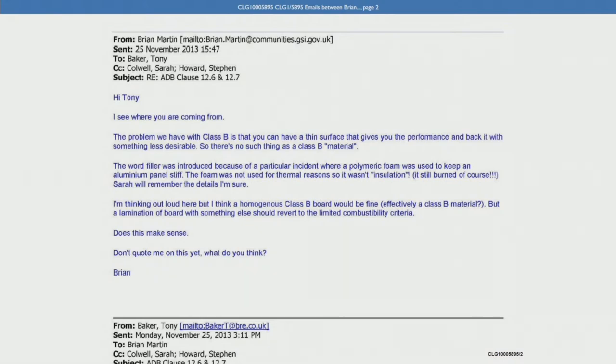Now, I detect I know the answer to this question, but I feel I should put it to you. Were you aware in November 2013 that Brian Martin himself was still, as he put it, thinking out loud about the scope and meaning of these paragraphs of Approved Document B and not wanting to be quoted on it yet? No, I wasn't. Or did you know that Brian Martin was asking Tony Baker, with Sarah Colwell and Stephen Howard copied in, what he thought about whether a homogeneous Class B board, as he puts it, would be fine? No.